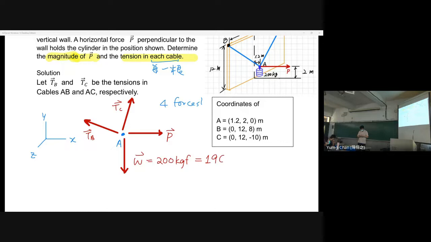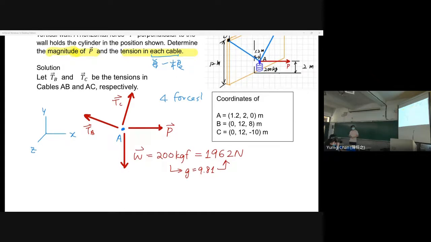which is equal to this number. Remember, in your high school physics, your teacher would ask you to use g equal 10. But in engineering, we usually use g equal to 9.81. Okay, we get 1962.